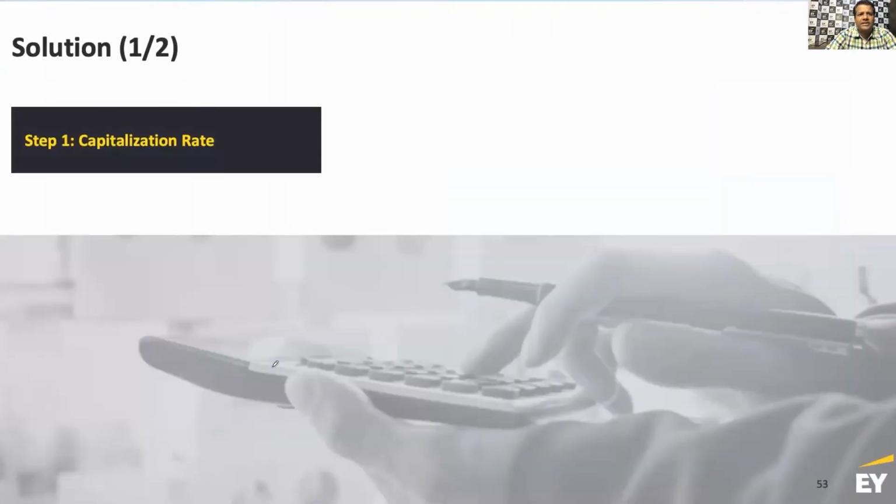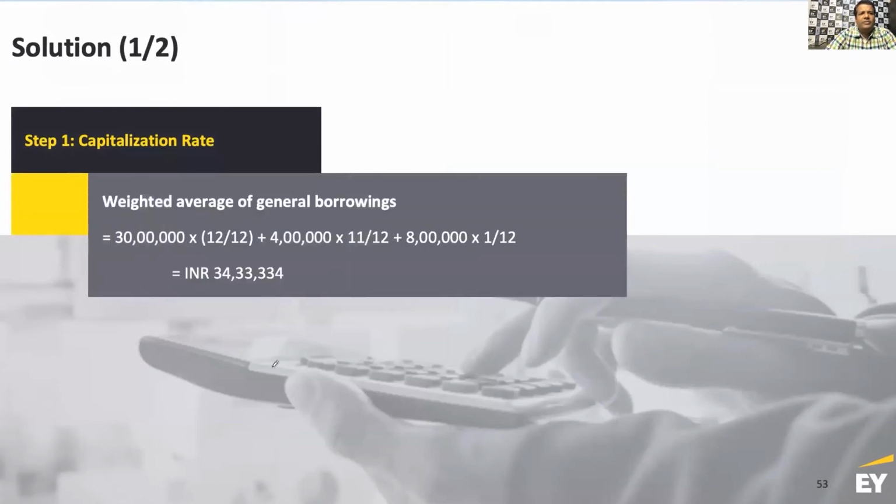So you look at the capitalization rate, the weighted average of general borrowing. The 30 lakh is simple because it is outstanding for the entire period: 30 lakh into 12 by 12, plus 4 lakh into 11 by 12, because I actually borrowed more in the month of December. So this 4 lakh was outstanding for 11 months, and the additional 4 lakh, making it 8 lakh, was outstanding for 1 month. My total weighted average outstanding is 33,334 lakh during the period.